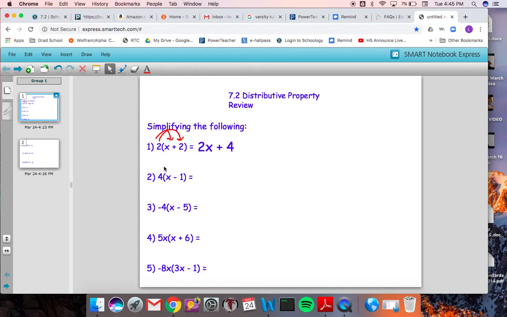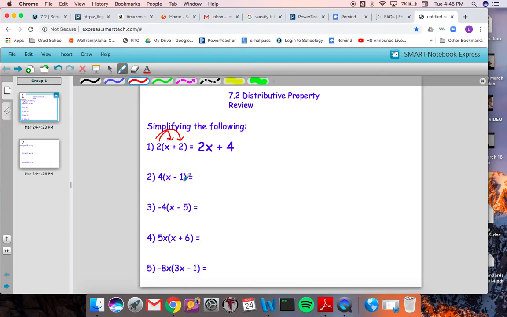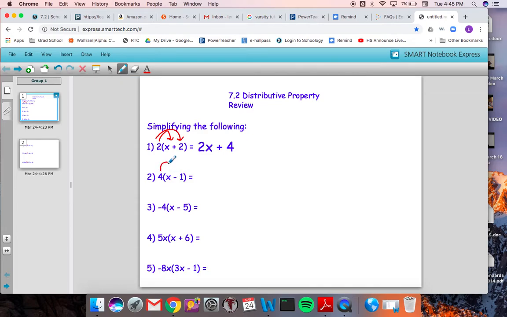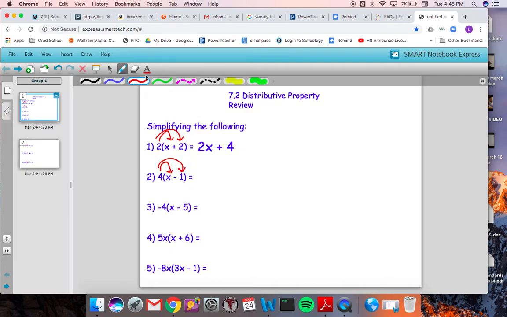So this is going to be 4 times x and then 4 times negative 1. Don't forget the number here has a negative sign in front of it. So it's a negative 1, not positive. So it's 4 times x, 4 times negative 1. All right, write your answer on your paper. I got 4x minus 4.